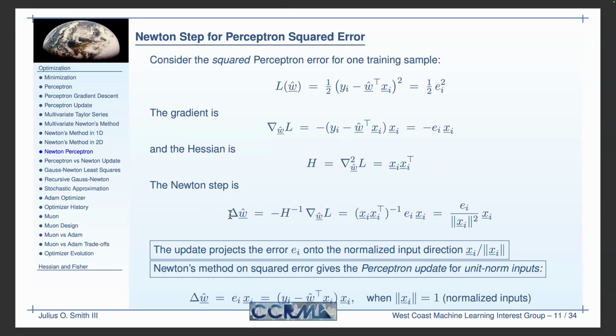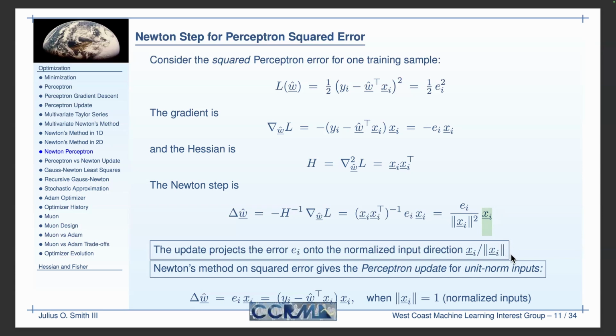And so now you have your Newton step. The step in the parameters is minus the inverse Hessian times the gradient of the loss with respect to the parameters W. And so here it is written out. And here it is in the form of error divided by the norm squared of the data times the data. And this is just a projection operation. You probably have seen this kind of thing before. So this normalization just comes up because your data vector is not normalized. But if you normalize it, it goes away. So the update projects the error E onto the normalized input direction x over the x sub I norm.